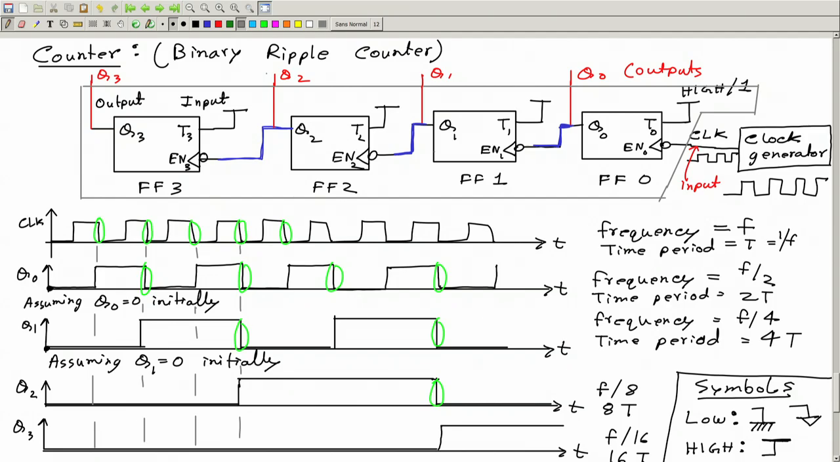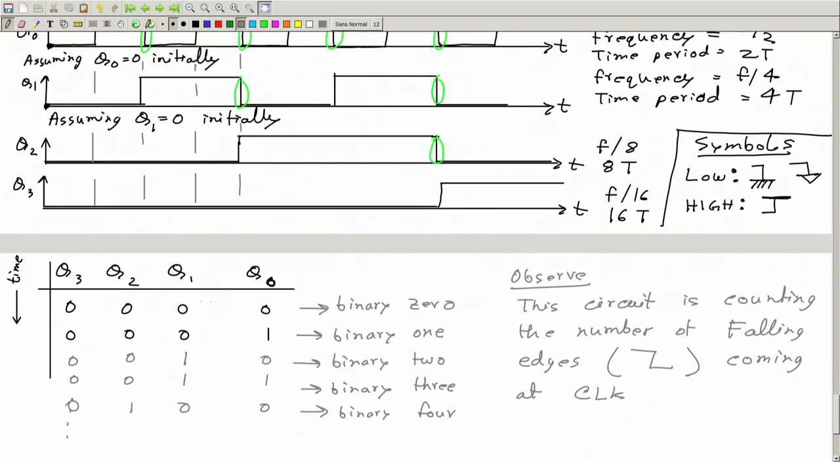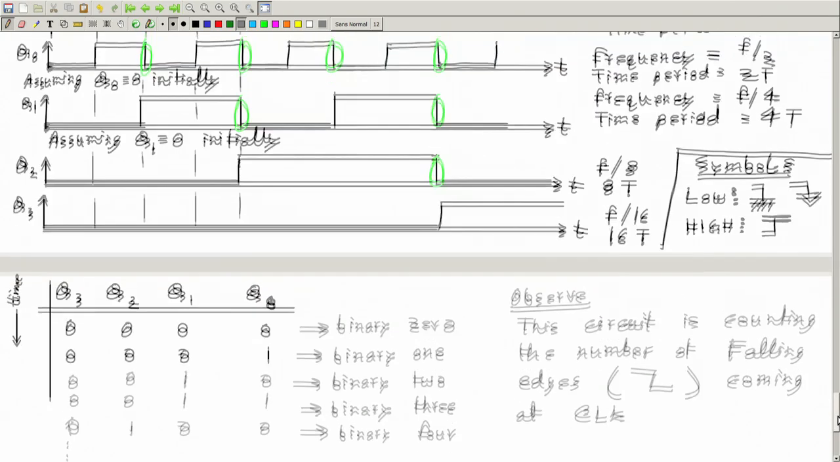And why do we call it binary counter? Why binary? Because these 4 bits are counting in the form of binary. So these 4, Q0, Q1, Q2, Q3, they represent the value 0, 1, 2, 3, etc. in binary form. So we call it binary counter.